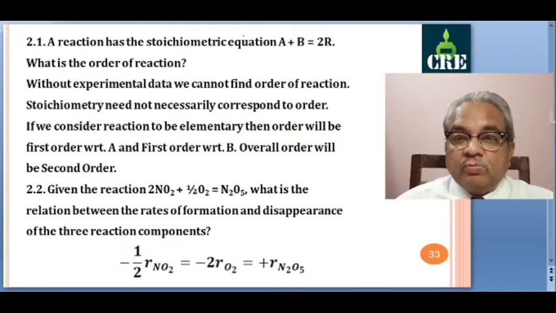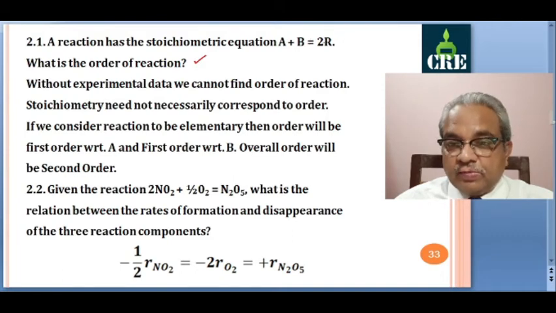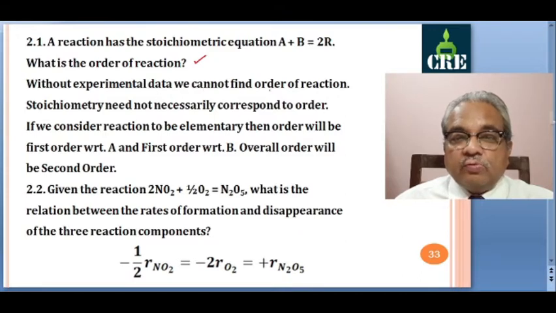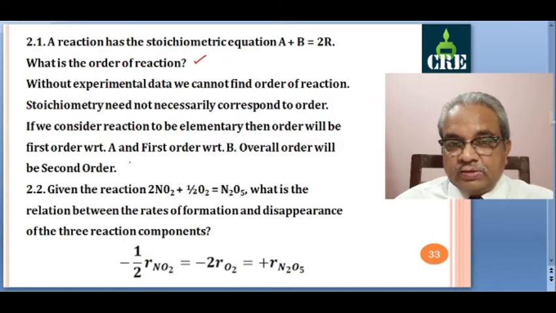Now we will see the problems from exercise. 2.1. A reaction has the stoichiometric equation A plus B gives 2R. What is the order of the reaction? Now we do not have any experimental data, and it is not mentioned whether the reaction is elementary or non-elementary. If it is elementary, simply minus rA is equal to K CA CB. Without experimental data, we cannot find the order of the reaction. Stoichiometry does not necessarily correspond to order. If we consider the reaction to be elementary, then order will be first order with respect to A, first order with respect to B, and overall order will be second order. That is, if we assume that it is elementary.